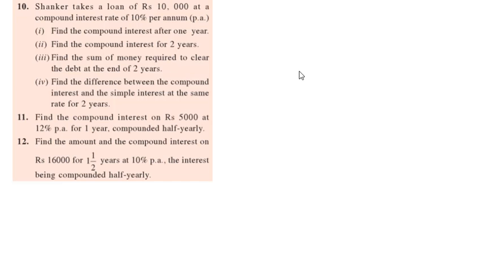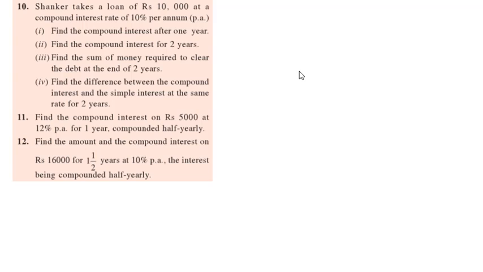10th problem is Sankar takes a loan of rupees 10,000 at a compound interest rate of 10% per annum. Find the compound interest after 1 year. Find the compound interest for 2 years. Find the sum of money required to clear the debt at the end of 2 years, and find the difference between the compound interest and the simple interest at the same rate for 2 years.